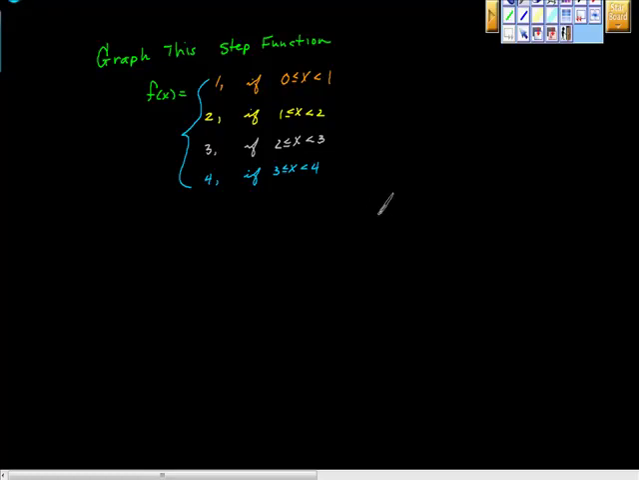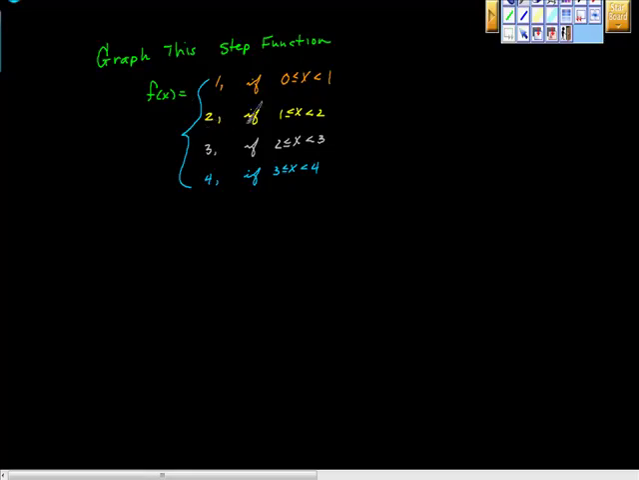Here's a really quick video on graphing a step function. A step function is a specific type of piecewise function. So here we have that f of x is equal to 1 if x is greater than or equal to 0 but less than 1.